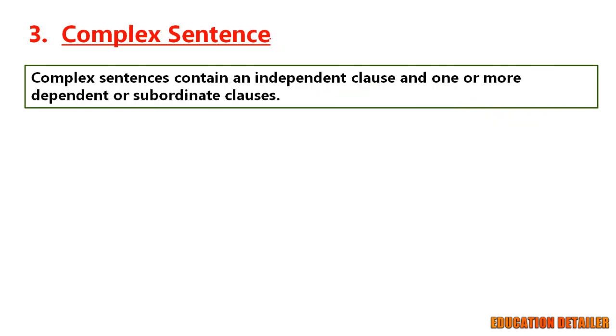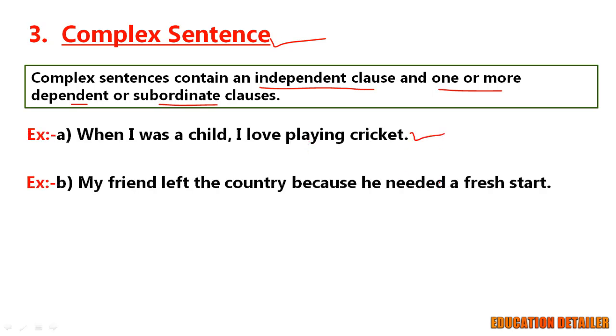Now, the third type, complex sentence. Complex sentences contain an independent clause and one or more dependent or subordinate clauses. Don't be confused between dependent and subordinate clause. Both are same. Let's see the examples. When I was a child, I loved playing cricket. Another one, my friend left the country because he needed a fresh start. Both the sentences are a combination of an independent clause and a dependent clause. Hence, they are called complex sentences.